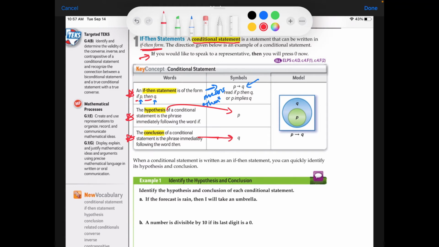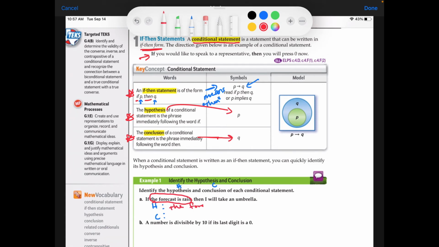For example, here it says identify the hypothesis and conclusion of each conditional statement. If the forecast is rain, then I will take an umbrella. So, what is the hypothesis? I'm going to say H for hypothesis and C for conclusion. So what could be your hypothesis? If you said the forecast is rain, that is correct.